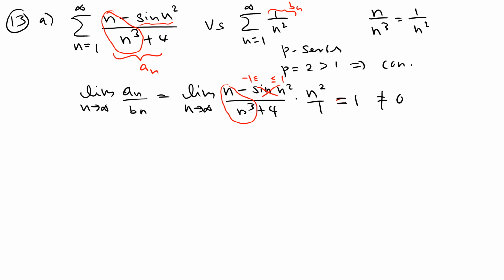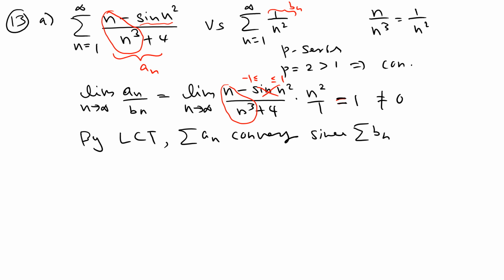So that means we can use the limit comparison test. That's how we use the limit comparison test: sigma a_n, the original one, converges since sigma b_n is converging. It's a converging p series with p greater than 1. Good. So that's a very simple argument. The test that we use is the limit comparison test.